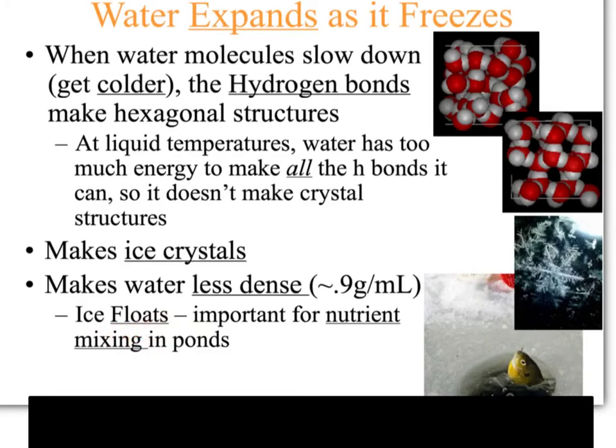So water's density is about 1. We'll talk about that in a second. Ice's density is about 0.9 grams per milliliter. Ice floats, and that becomes invaluable to organisms that live in ponds that freeze over. If it didn't float, then the ice at the surface would form when it gets cold and sink to the bottom of the pond, and then more ice at the surface would form and sink to the bottom of the pond, and the entire pond would be frozen. But that doesn't happen because ice floats.